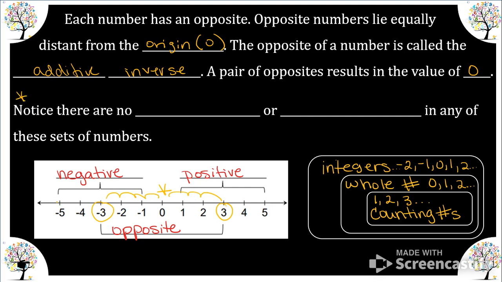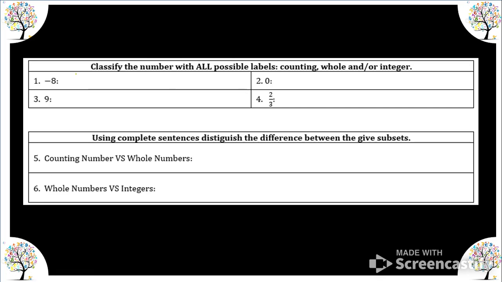Now, notice on this number line and in our number systems here, we have counting, whole, and integers. There are no fractions or decimals. So numbers like 1/2 and -0.75 are not considered to be integers. Now pause the video, complete this part of the practice, and then continue on with the lesson.